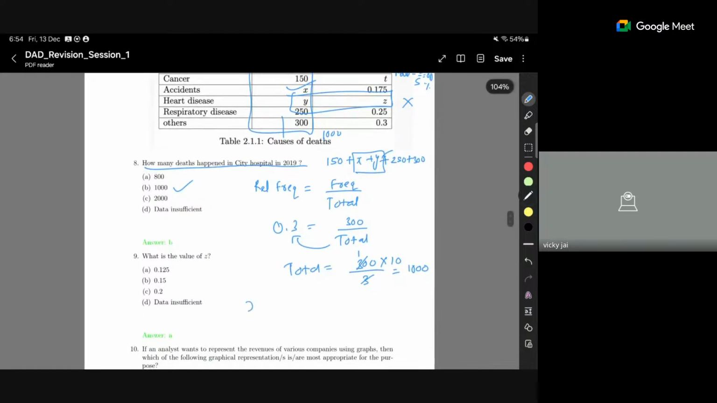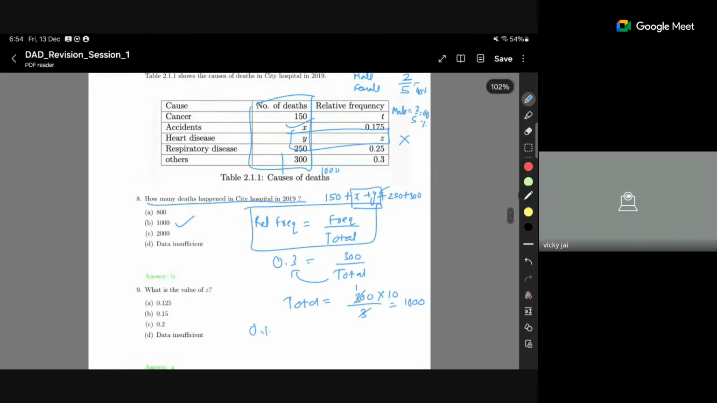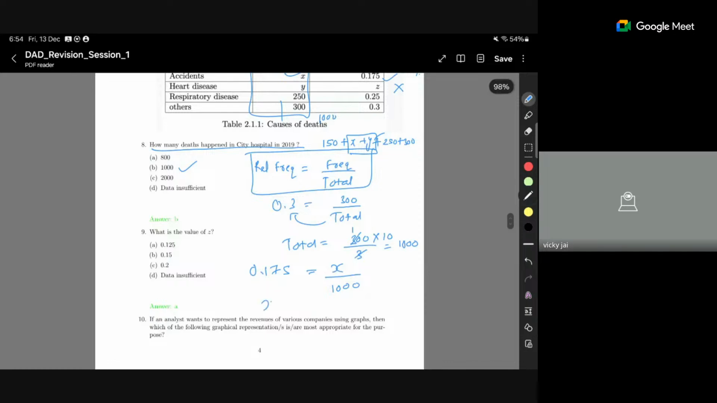That x is, the x value, which is frequency, is going to be... I'm putting in this formula only. Relative frequency is given to me, that 0.175 is the relative frequency of x, and I want to find x, which I don't know, and I know the total now, right? Total is 1000. So from this, can I know x? x is going to be 175, correct?